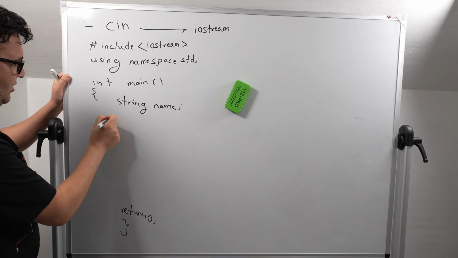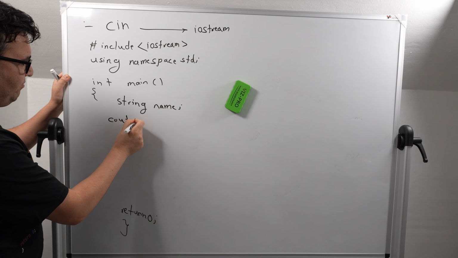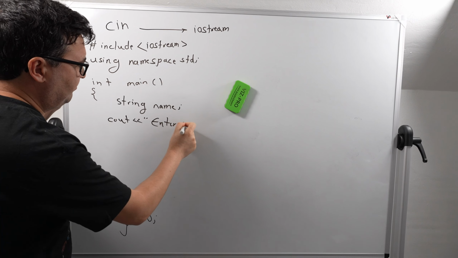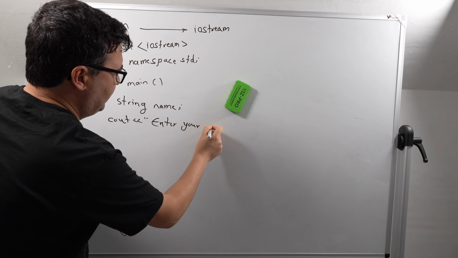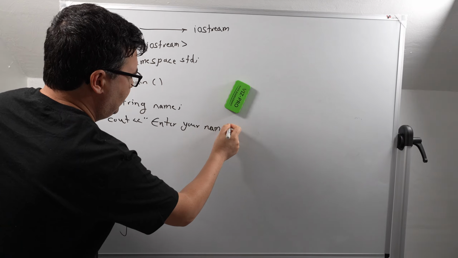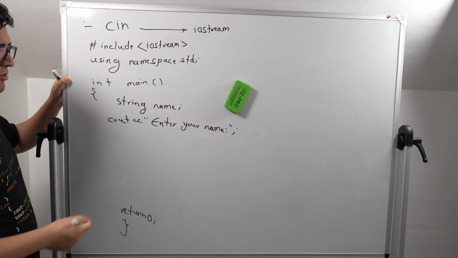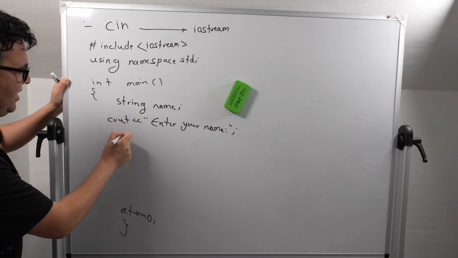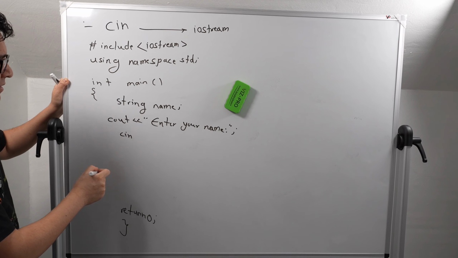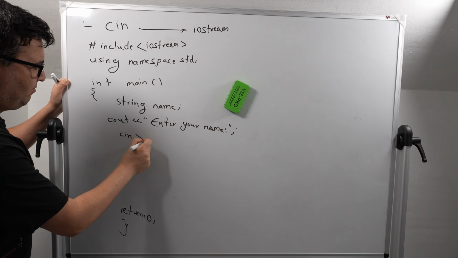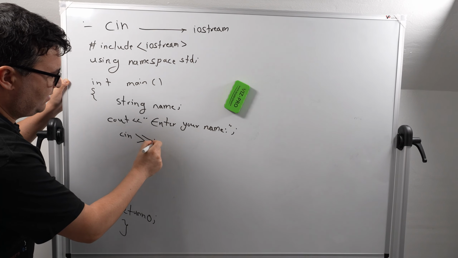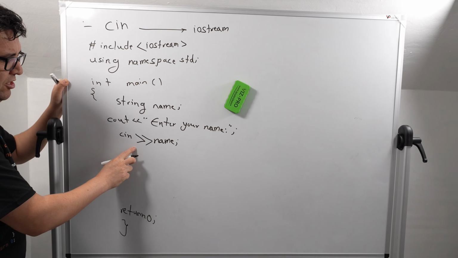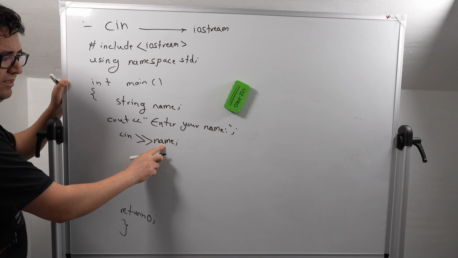And now we cout, say, "Enter your name." Okay, and this message will be presented to the user. Enter your name, in double quotes. And then we cin the name. So any information the user enters goes inside the name.